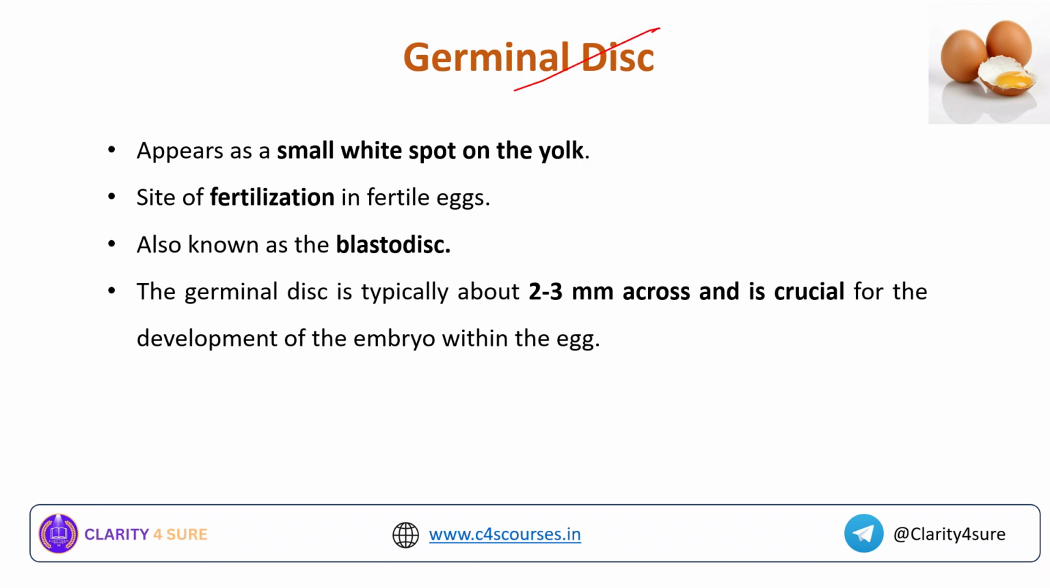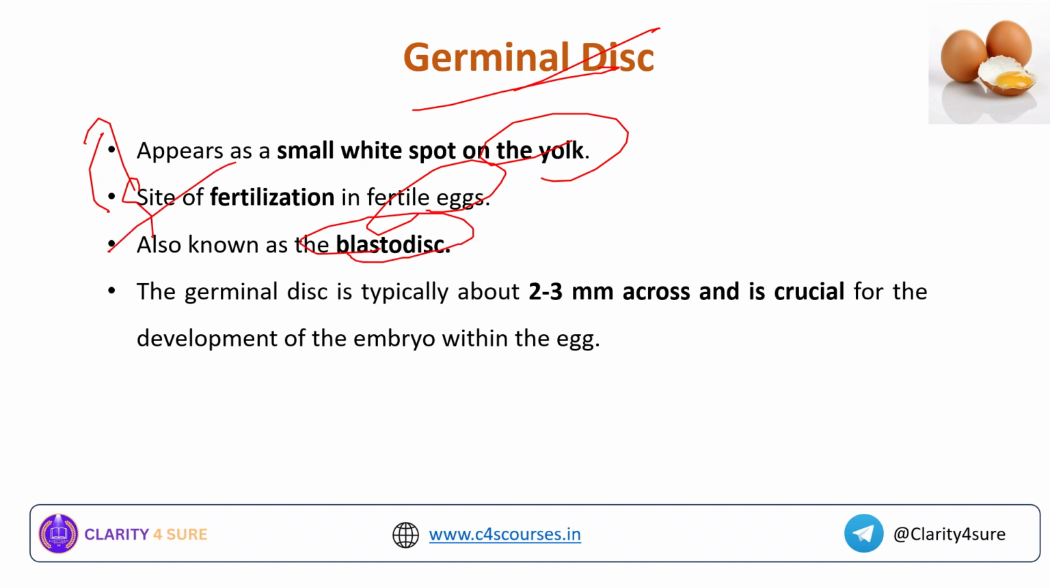Okay, it is a small white spot on the yolk. It is the site of fertilization in the fertile eggs. This is an important point where, for example, if there is a question in your examination, which of the following is the site of fertilization in the fertile eggs, your answer will be germinal disc or your blastodisc. It is also known as the blastodisc.